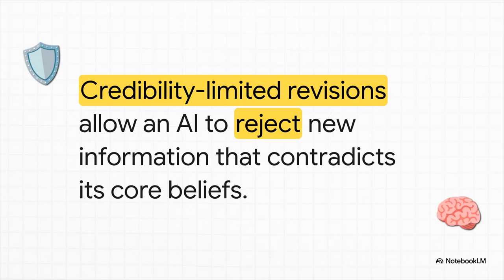So to build a smarter, less gullible AI, logicians basically had to come up with an upgrade. With something called credibility limited revisions, the AI finally gets a bit of a backbone. It can now weigh new information against its most deeply held core beliefs, and it can actually decide to reject the new data if it seems totally unreliable or contradictory. This is a huge step toward a more realistic artificial mind.